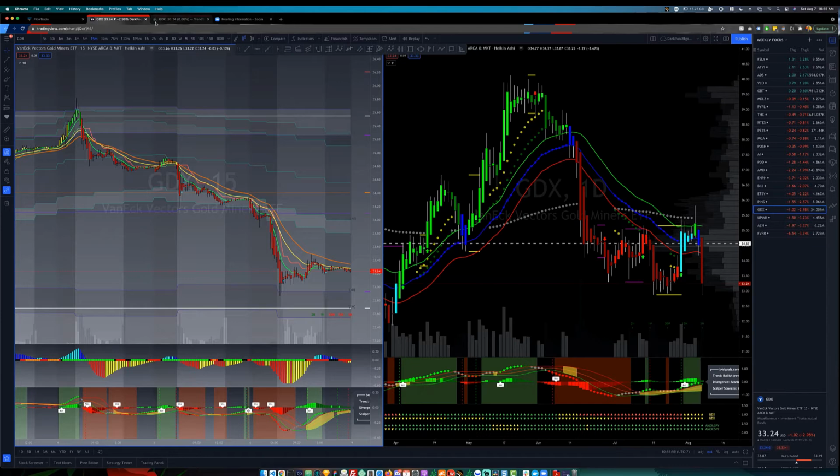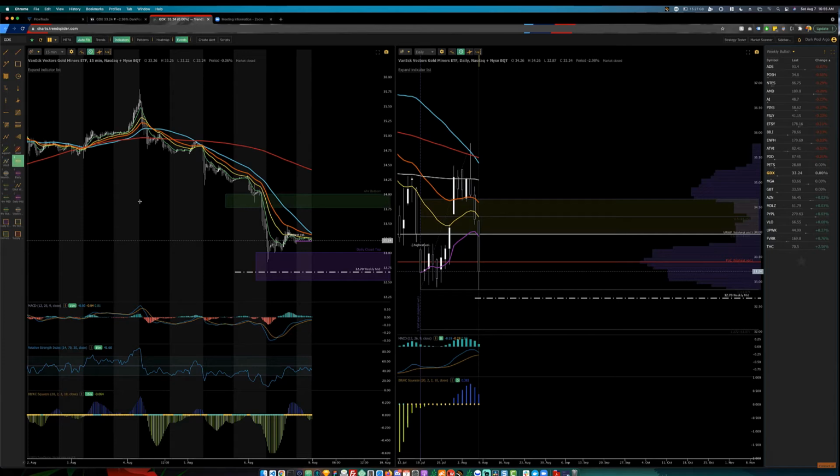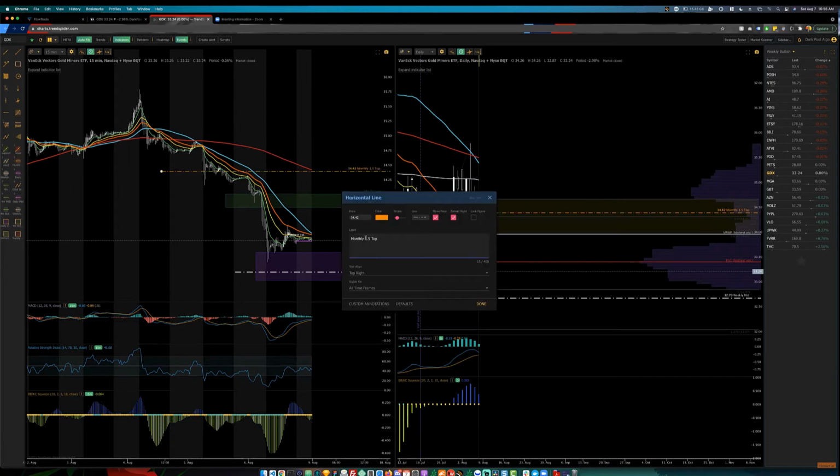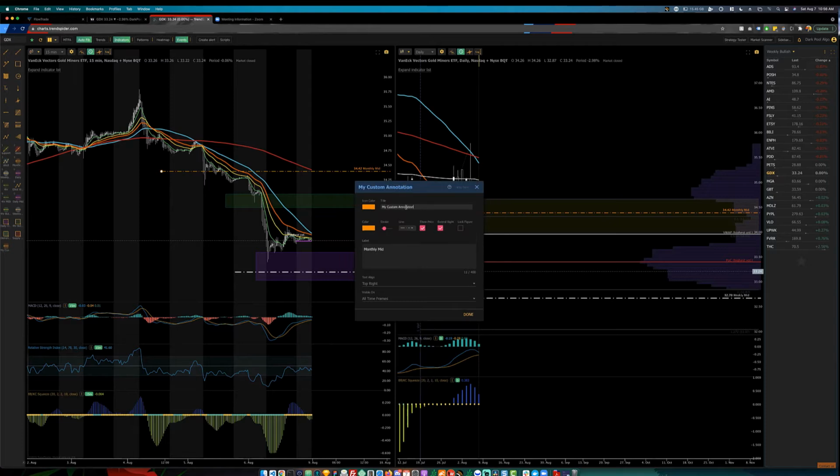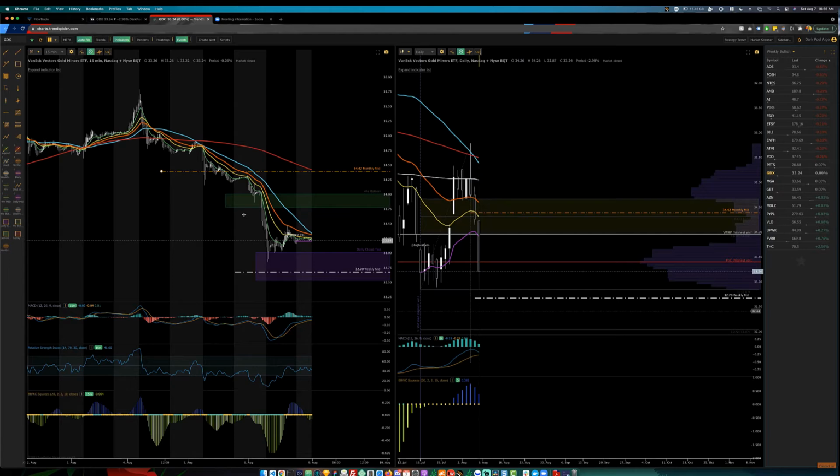Let's see. I think that, do I have, we have a monthly at, right, the mid. I just discovered this in TrendSpider, that you can do that. It's pretty sick. So definitely monthly mids to target 34.50.